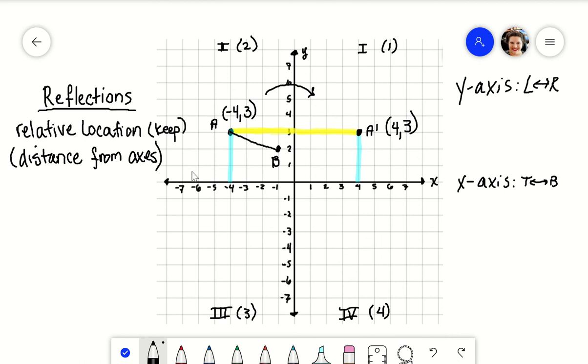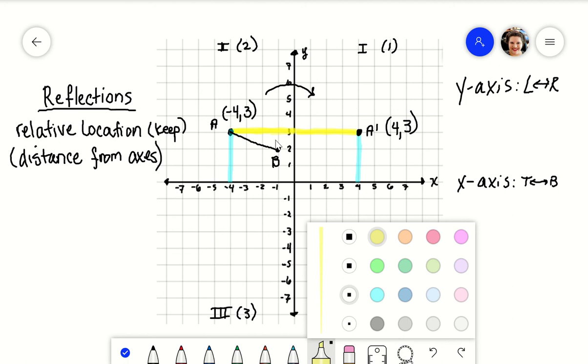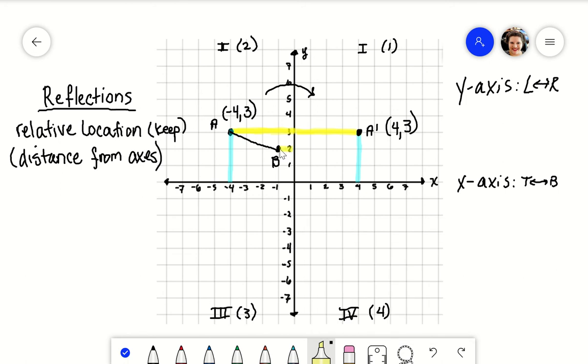Now let's reflect this point. Oh, sorry, I need to reflect the second point. So now I'm going to reflect B. B is only 1 unit away from y. So when I reflect it over the y-axis, it's going to be 1 unit away from y.